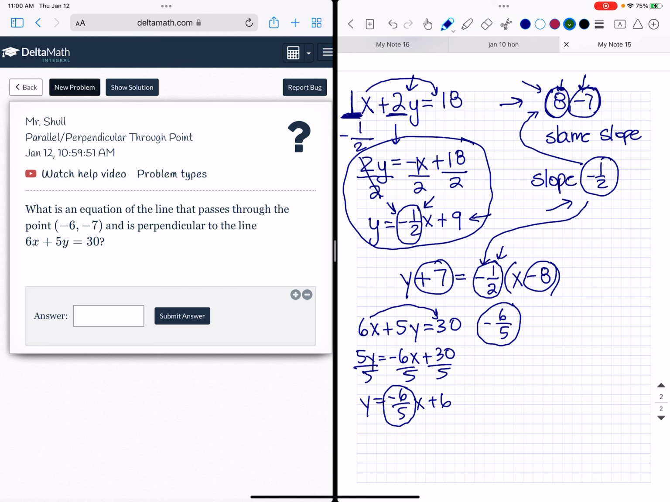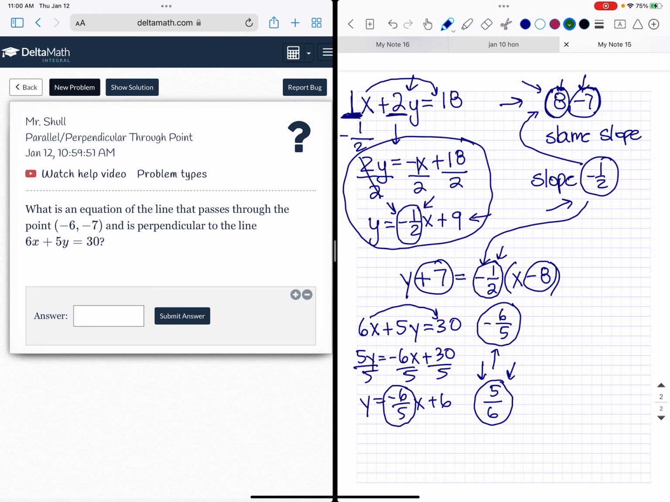Perpendicular is as opposite as you can possibly get to parallel. So we're going to take my slope and change it as much as I possibly can. I'm going to turn it upside down and I'm going to switch it from negative to positive. So if it was parallel, I would use -6/5, but perpendicular, I'm going to use +5/6. So that's all I need from that. I just need to steal that slope.